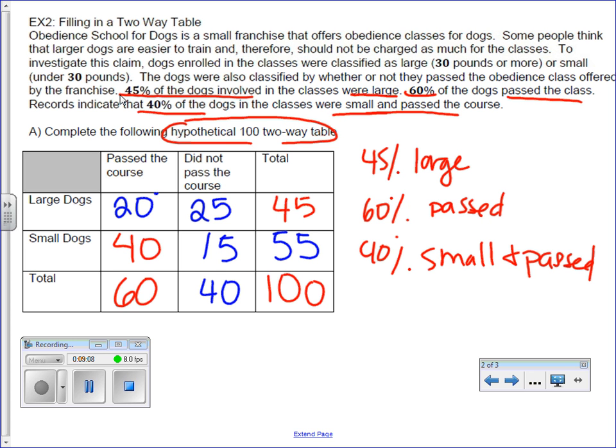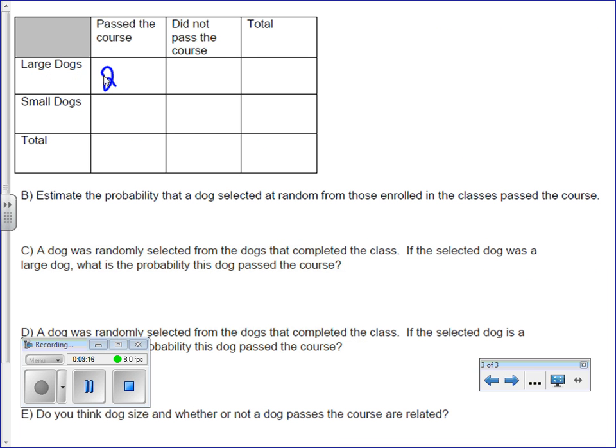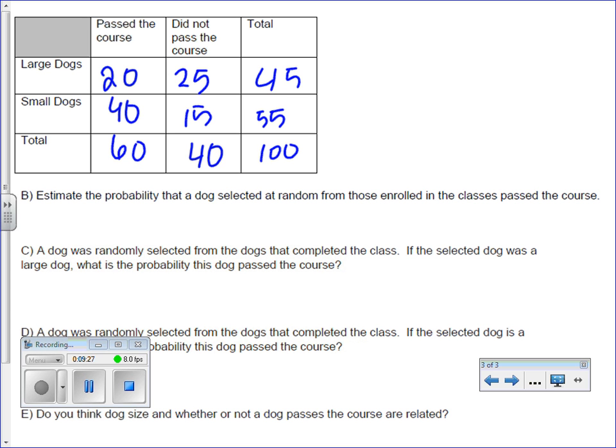Okay, so now what we're going to do is look at some of those problems that are listed below. I'm just going to quickly fill in this table and take a look at the first problem. So it says to estimate the probability that a dog selected at random from those enrolled in the classes passed the class. So I'm going to look at all the dogs that passed the class, the first column that says passed the course, and that's 60, so 60 out of 100. And that can be reduced to 3 over 5. If it can be reduced, why not reduce it?